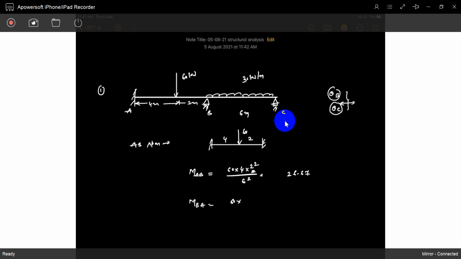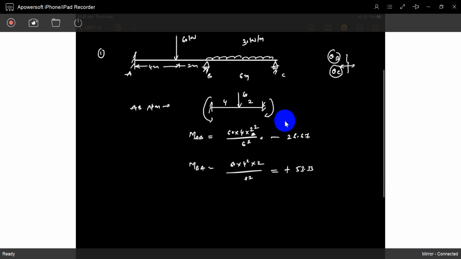MBA is 60 times 4 square times 2 divided by 6 square. What is that value? This value is 53.33. You already know 60 is very near to the support B, so automatically it will be larger. Both are hogging moments only, but we take them as clockwise. Clockwise is positive, anti-clockwise is negative. See, this is negative, this is positive. Also the BC span is taken.